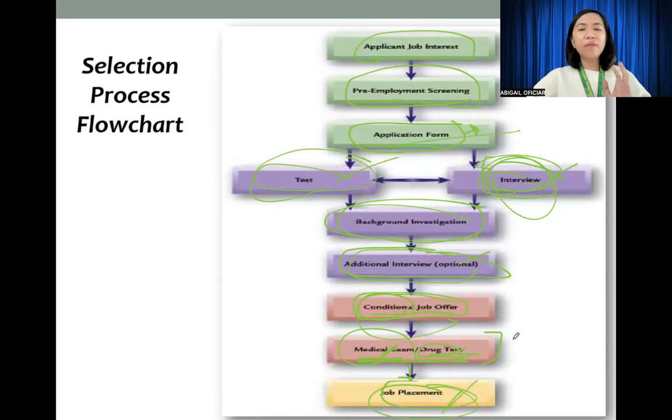Paano kapag may tatlong nag-tie? No? So we just recommend them, and then the president or the appointing authority will be the one to select who among the recommended applicants should be chosen, no, for the vacant position. Okay, so that is all about selection.